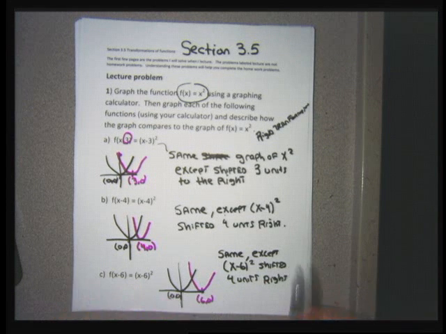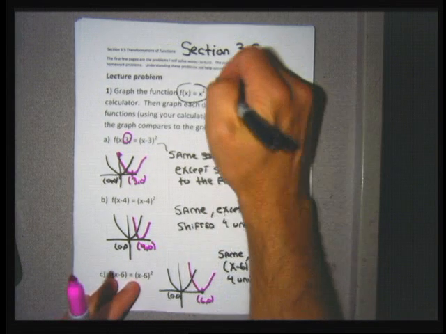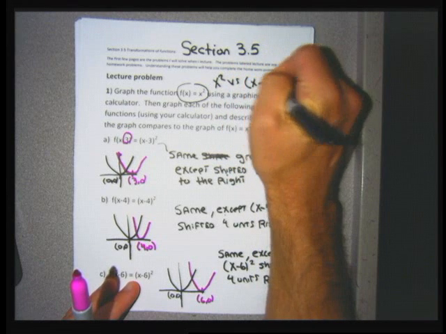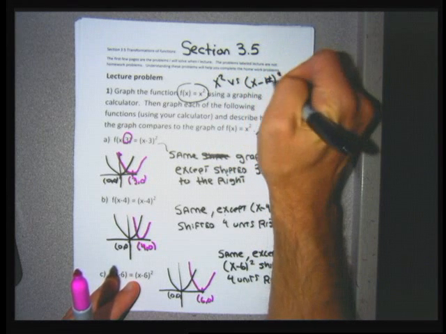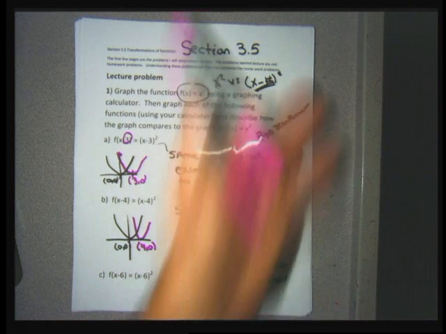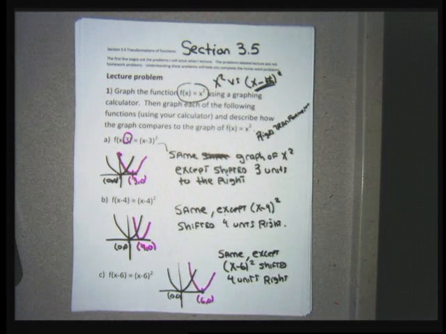to the right. So in general, if we have an x squared function and we're comparing it to some function that has x minus some number squared, this second graph is going to be the exact same shape, except it's going to be shifted to the right, whatever that number is, units.